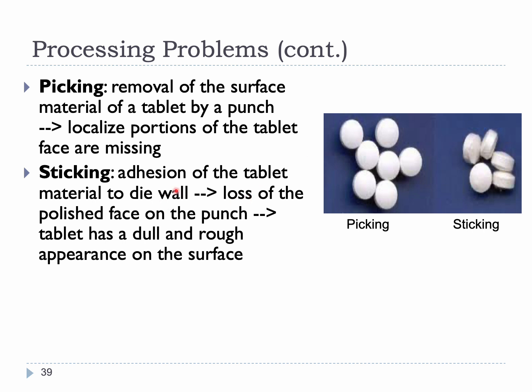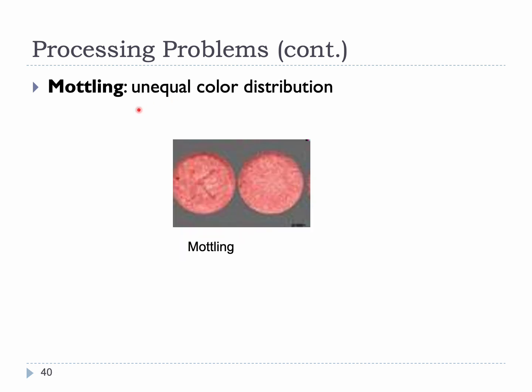Sticking is the adhesion of the tablet's material to the die wall of the machine, so it loses the polished face on the punch. Mottling usually happens during the storage process when air or moisture can be drawn into the surface of the tablet. Some reaction can happen and it makes unequal color distribution.